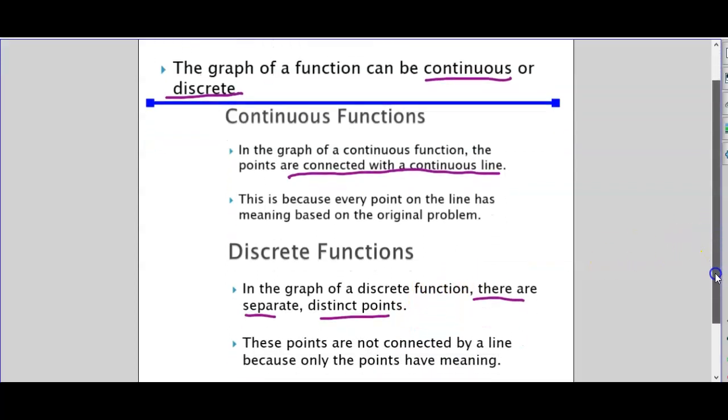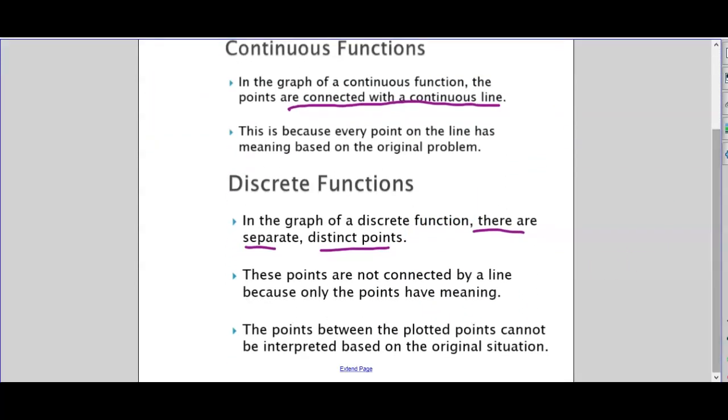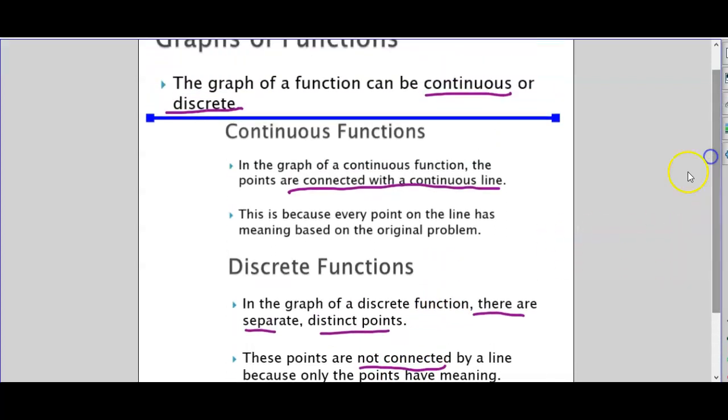When you come to see some of these examples, if they're not connected, they're not connected by a line. That's because only the points have meaning. There's nothing in between those values, okay? The points between the plotted points cannot be interpreted based on the original situation. So that's why they're not connected, why it represents a discrete function.